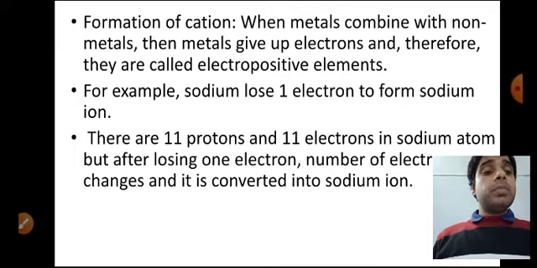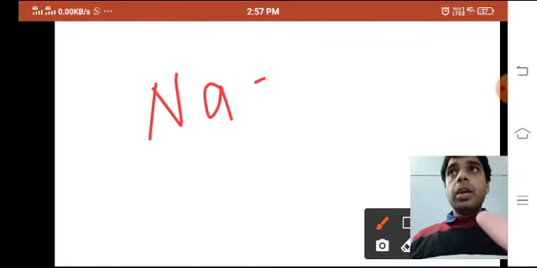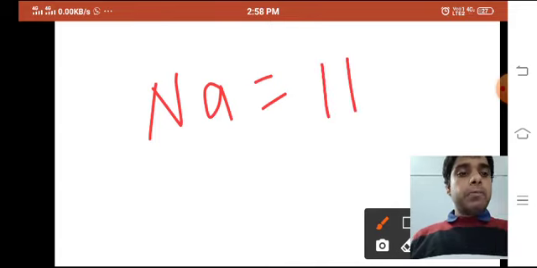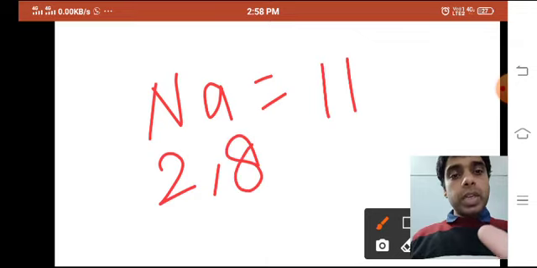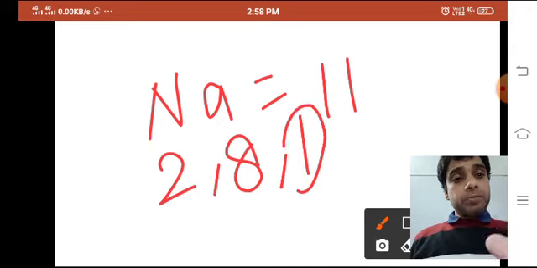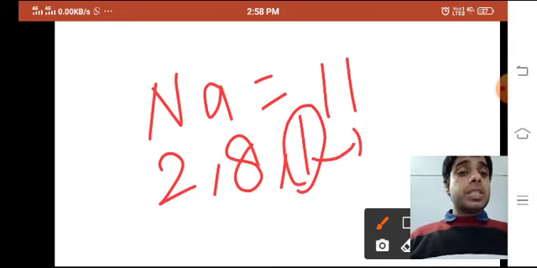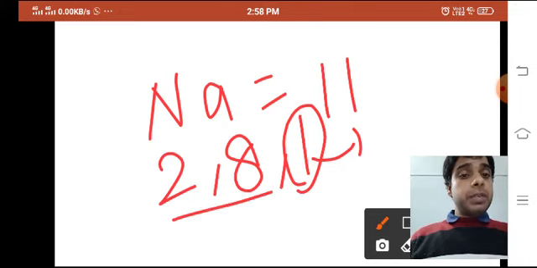Okay, now if I am talking about sodium, for example, I have taken Na, atomic number 11. What would be the electronic configuration? 2, 8, 1. You can see this one is an extra electron, so it will lose its electron to gain stability. Okay now, so it will form Na positive.